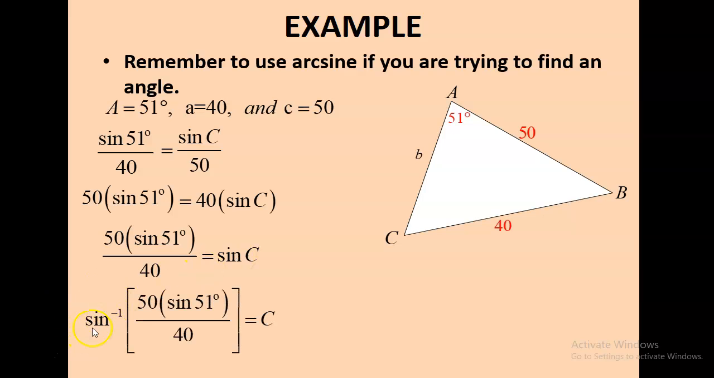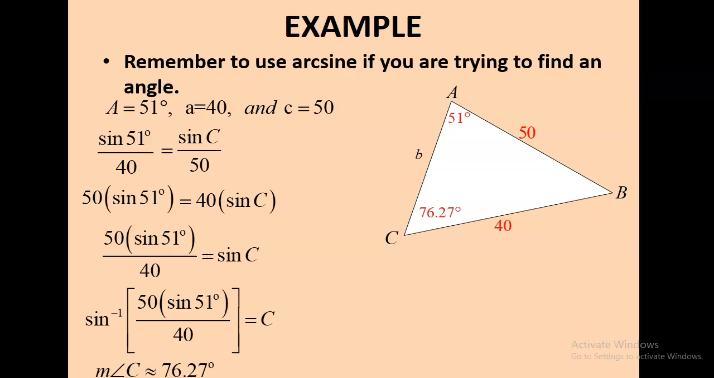You can try to punch this all in the calculator at once. If you're not really good with parentheses and things like that in the calculator, you might have some problems. So maybe you want to try and find this value first and divide it by 40 and then do the arc sine of whatever your answer is. But this is what you're going to do. You're going to use the arc sine to find the measure of angle C. And when we punch that in, you should quickly find that the measure of angle C, I have it carried out to two decimal places here, is 76.27 degrees. So I'm going to put that in there.